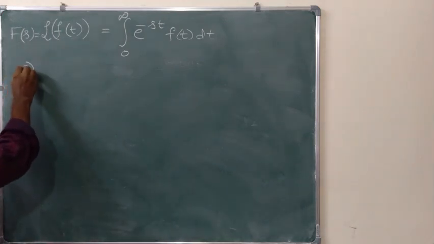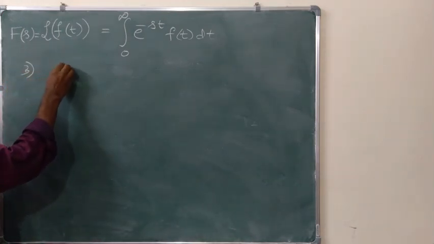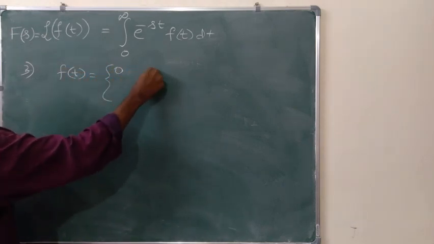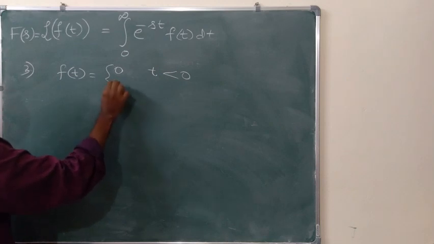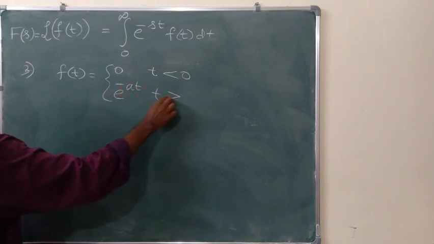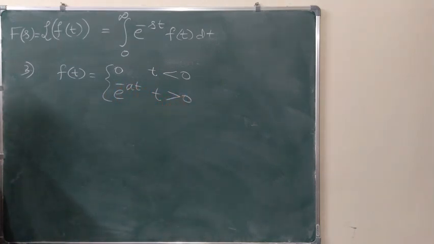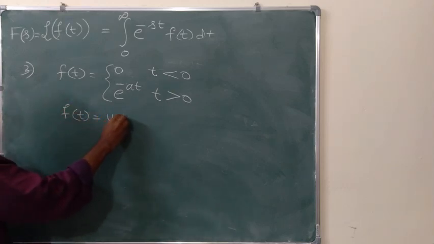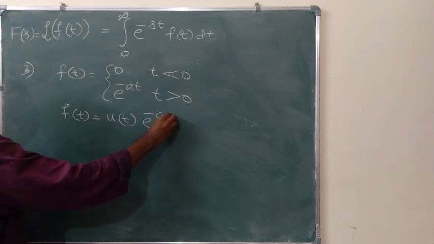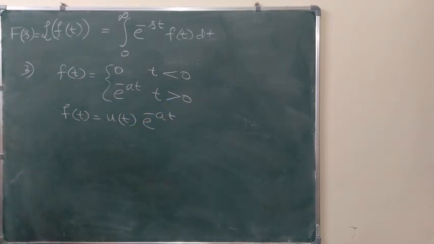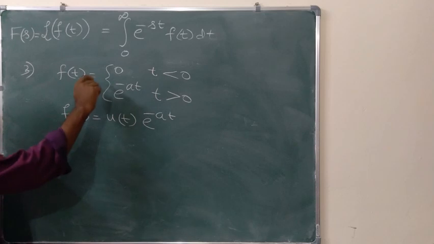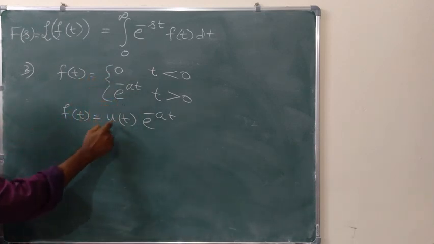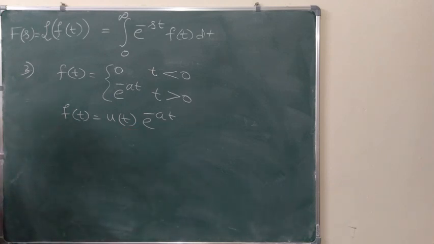The next function that we will consider is defined as follows. f(t) is defined as 0 when t is less than 0, and e to the power minus at when t is greater than 0. So in short, we can define this function as f(t) equal to u(t) e to the power minus at. So the step function u(t) can be applied for defining this function. Instead of this definition, we can define it like this.